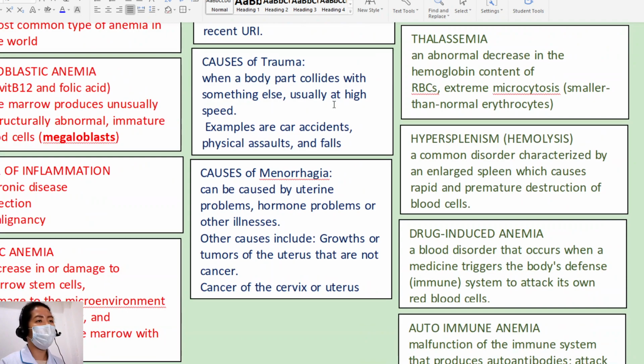Causes of trauma: when a body part collides with something else, usually at high speed, like car accident, physical assaults, and falls. Causes of menorrhagia can be caused by uterine problems, hormone problems, or other illnesses. Other causes include growths or tumors of the uterus that are not cancer. And it can be also cancer of the cervix or uterus.